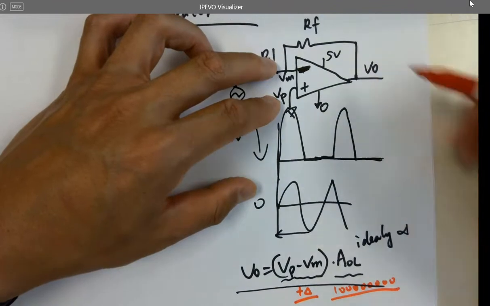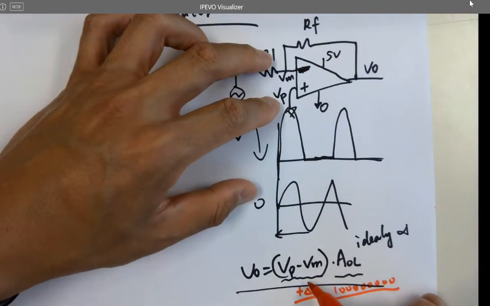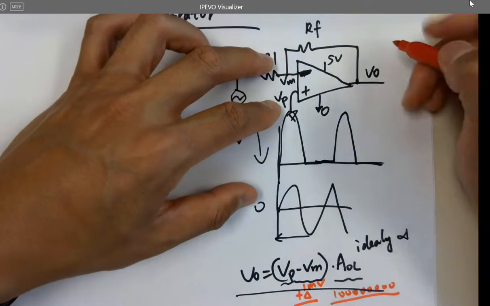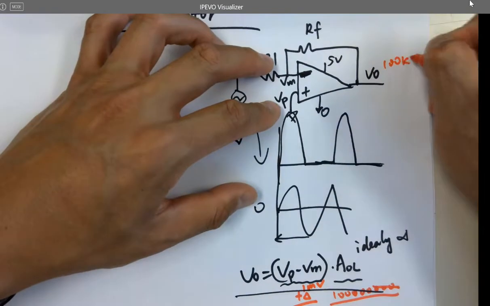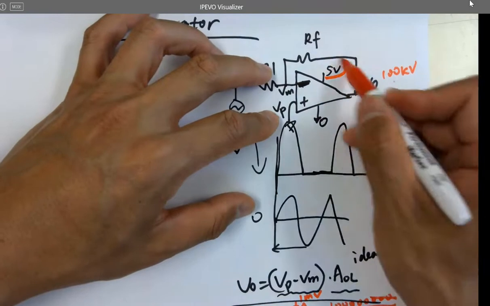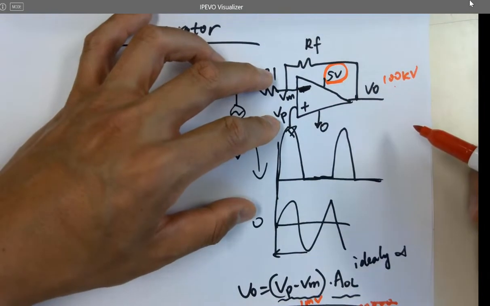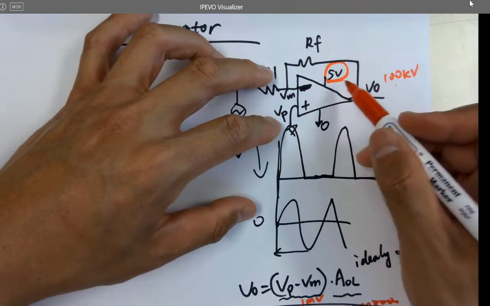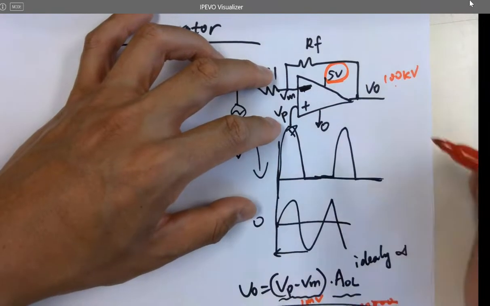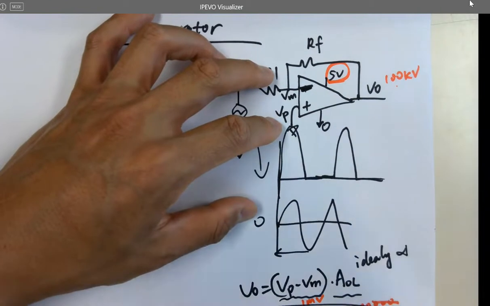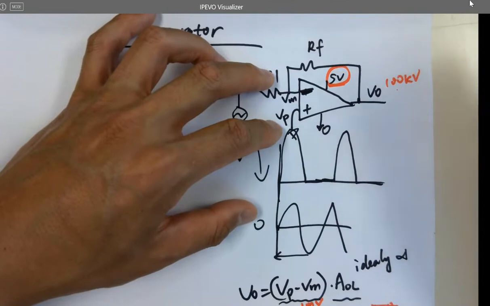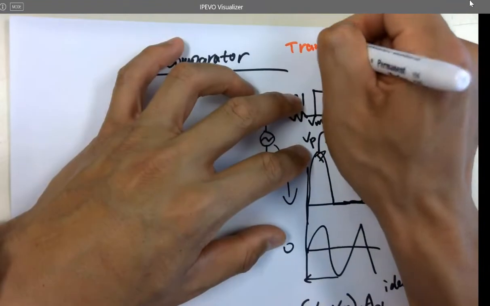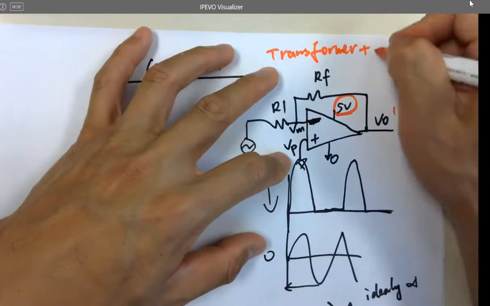And what's the output going to be here? If the difference is like 1 millivolt, what's the result at VO? About 100,000 volts, right? Can you achieve 100,000 volts just by supplying 5 volts over here? You can if you have a transformer. That's what we did for the summer project on the PCB, what I just patented, right? Just a 5 volt power supply, but you need a transformer plus voltage multiplier.